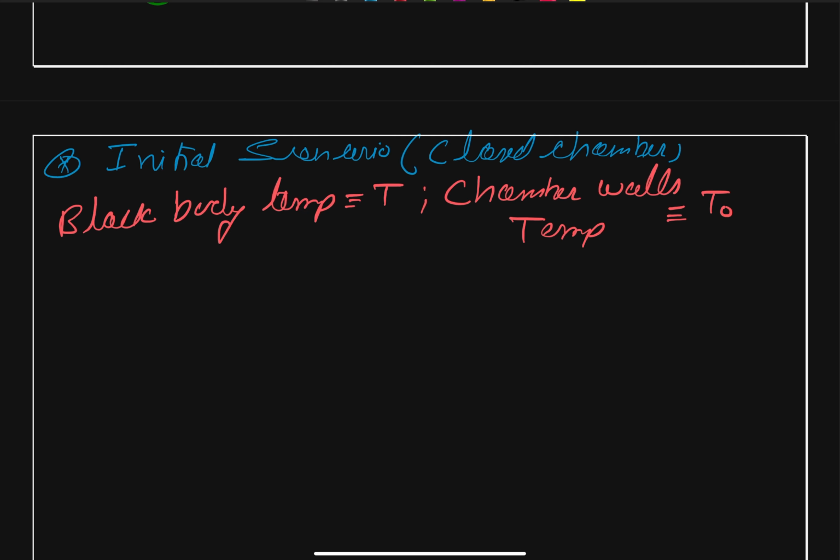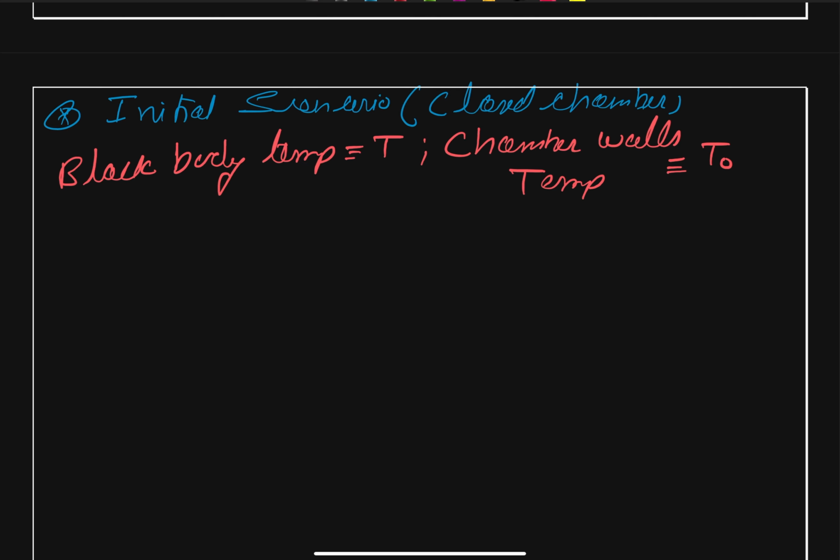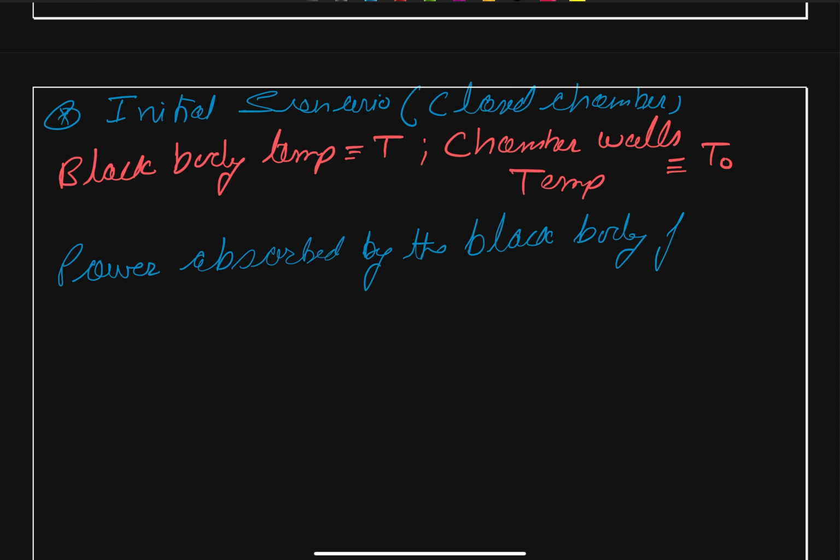Therefore, we can write that the power absorbed by the black body from the chamber walls, let us denote it as P absorbed initial, will be equal to sigma A T0 whole raised to power 4, and the black body is going to emit radiation based on its own temperature. That temperature is our T.